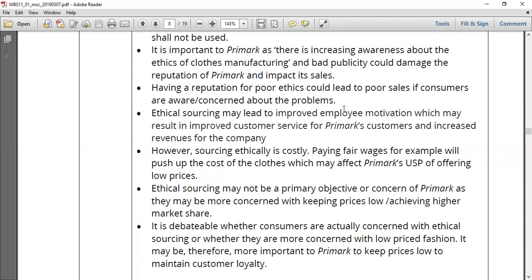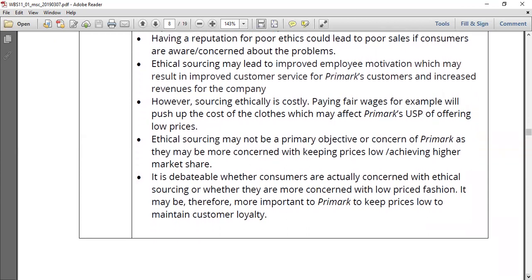So if you improve employee motivation, then you can give nice customer service to your customers and increase the revenue for the company. Look at, however, the other side, the evaluation part, the counter arguments. Ethical sourcing, what is the bad side? The negative side of ethical sourcing.